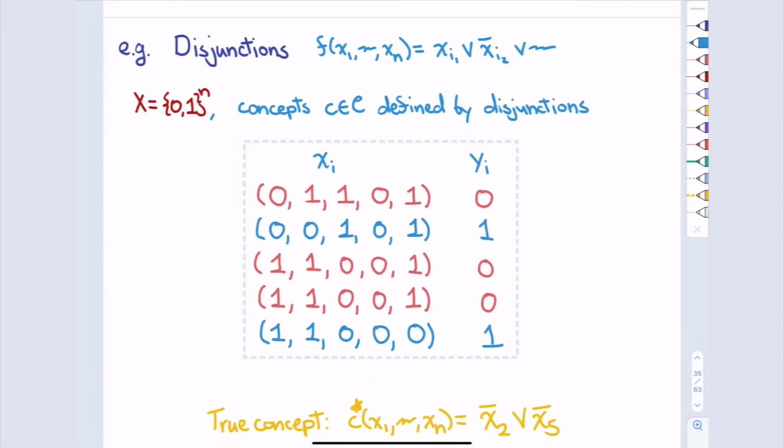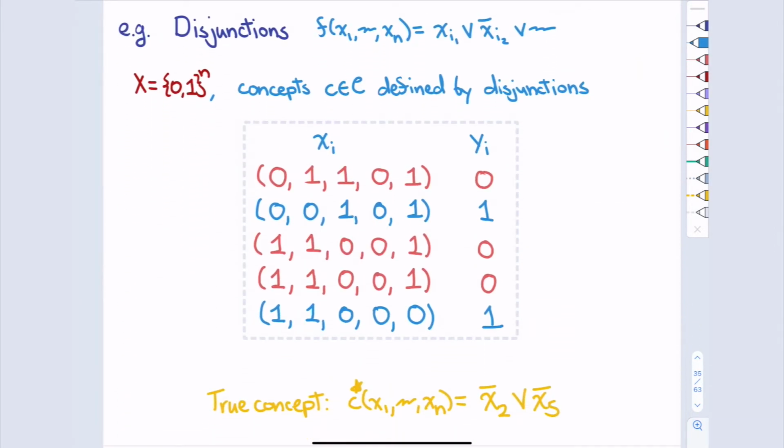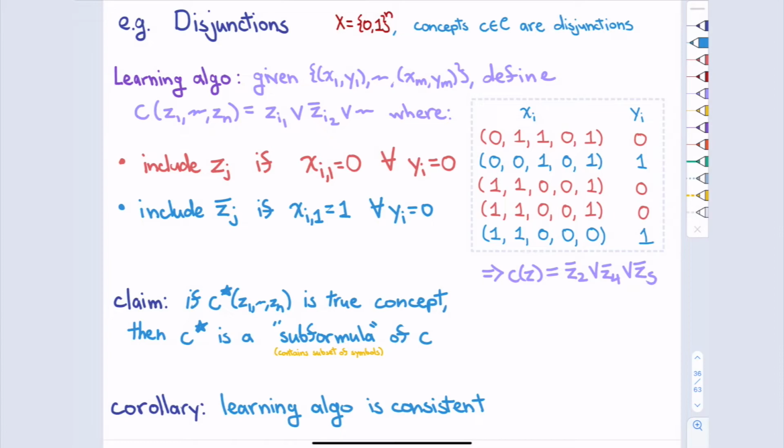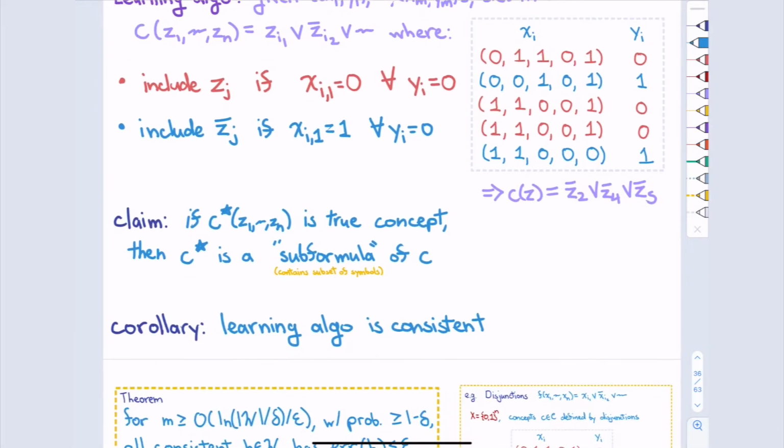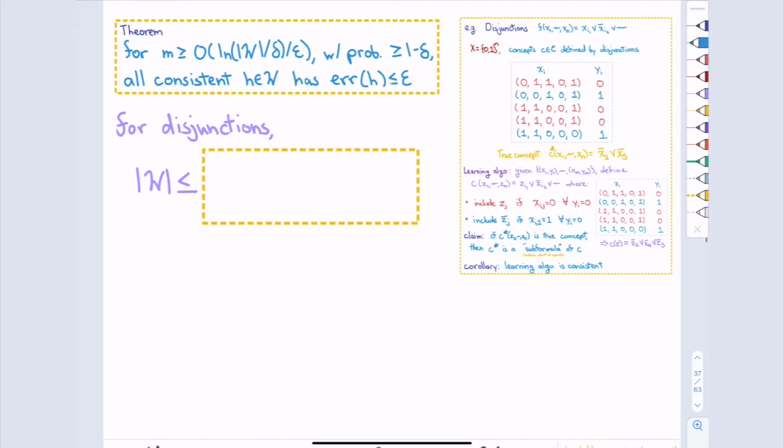All right, so let's apply that now to our beloved disjunctions. We had this consistent learning algorithm on our second attempt. For a fixed number of features, so n is fixed, the number of bits in the data, how many possible disjunctions are there?